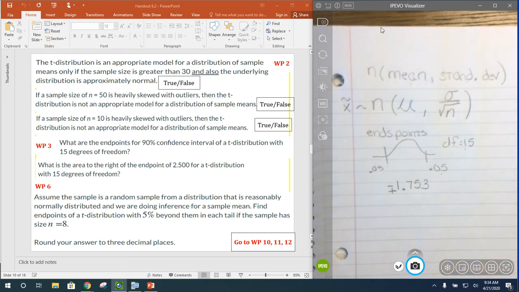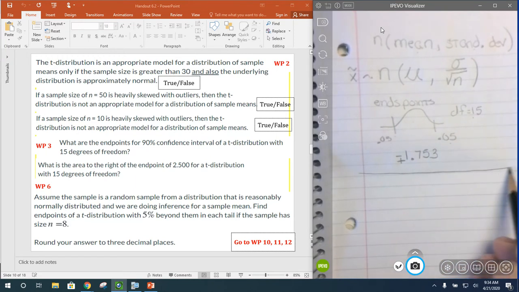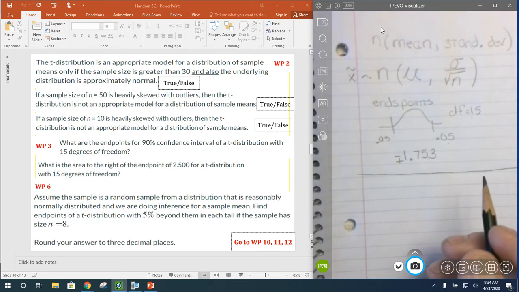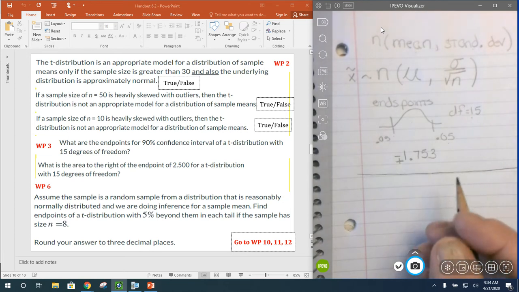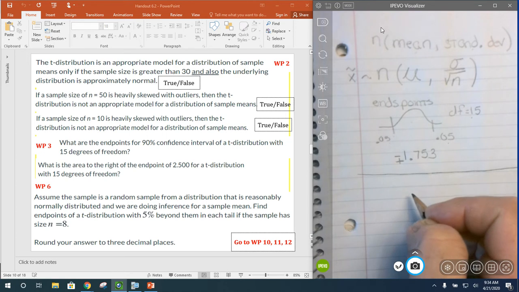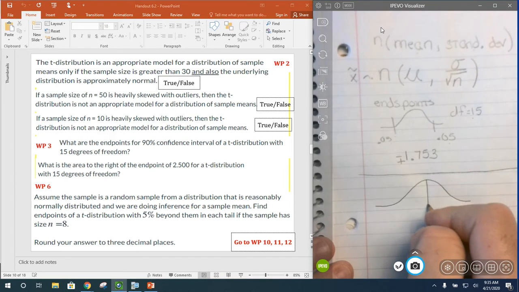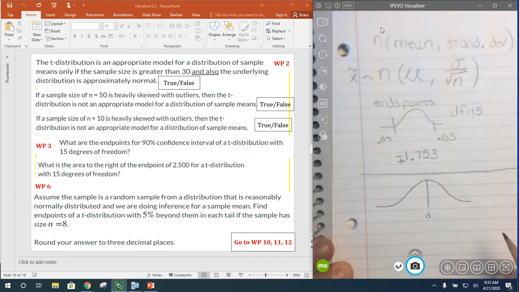Second question, what is the area to the right of endpoint 2.50? Okay, so now we're changing slightly. Now we want to use an endpoint to get a value of an area. So it's the area to the right. Again, I'll sketch this out. We're centered up here. Remember, even the t distribution is centered at 0. We're at the right of 2.5, and we want the area going to the right.